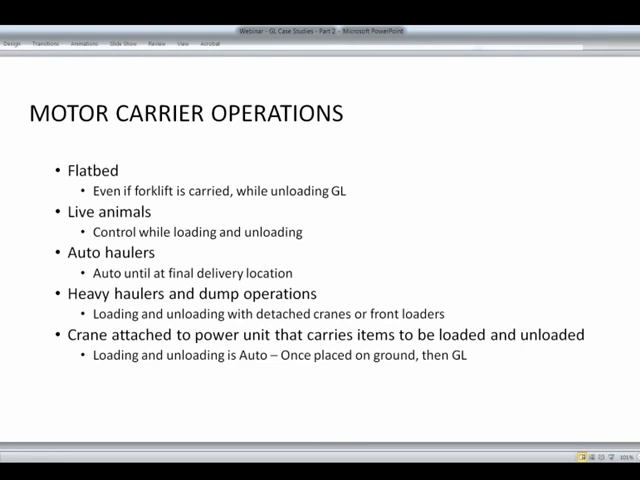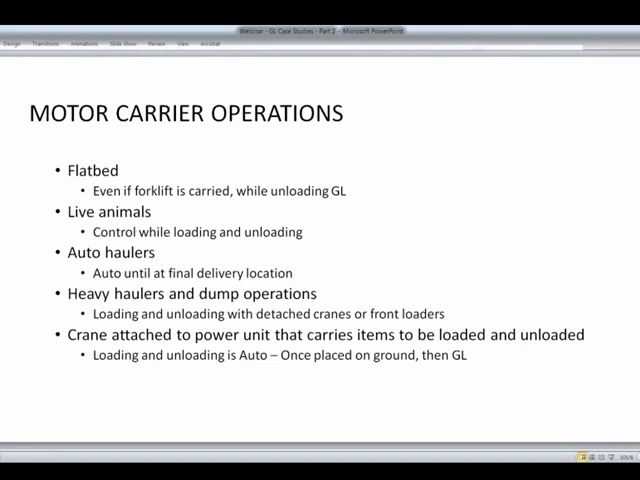Not the damage to the auto, that's cargo, but the damage done by the auto being delivered and undelivered by hand. Heavy haulers and dump operators. These are people who have loading and unloading devices not attached to the unit. They could be a crane, they could be a front loader, they could be a forklift.